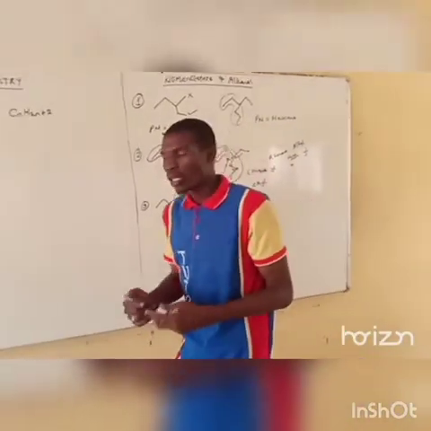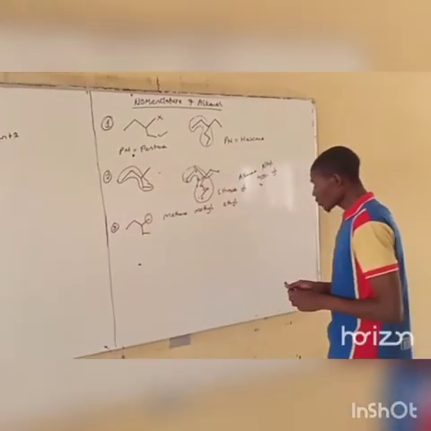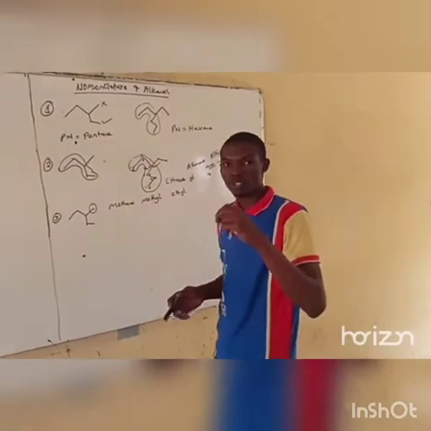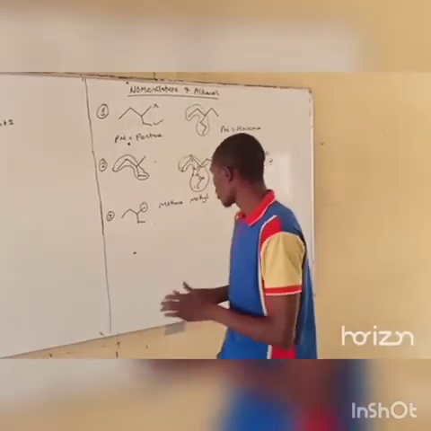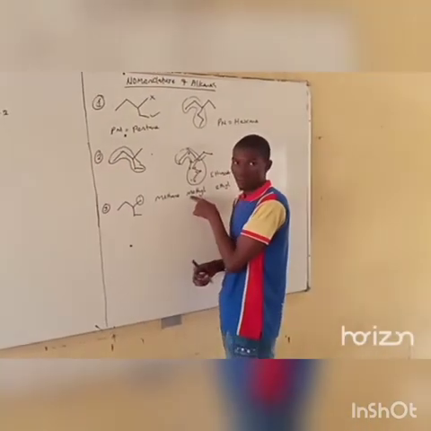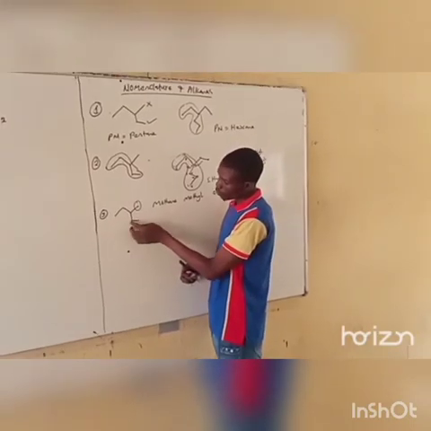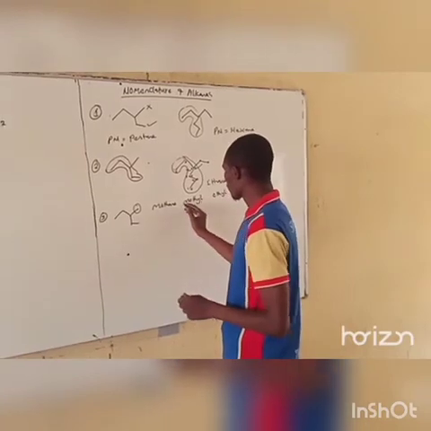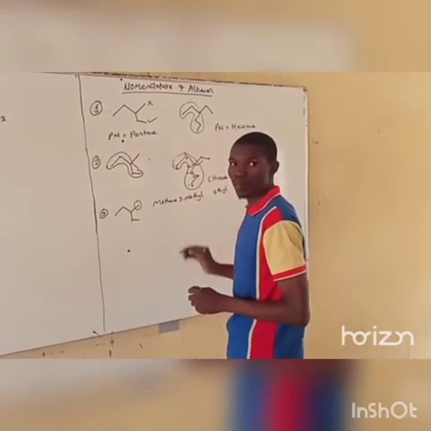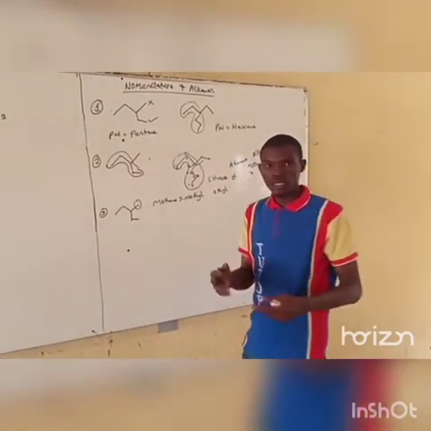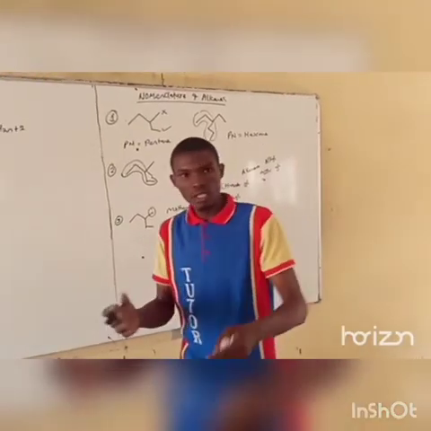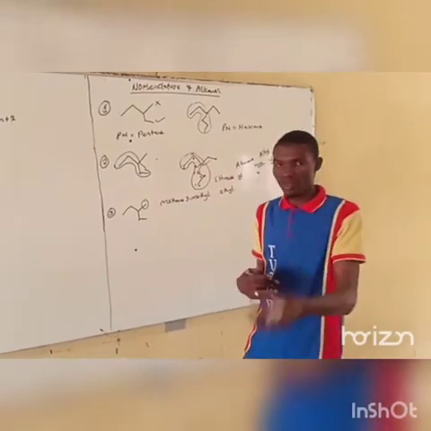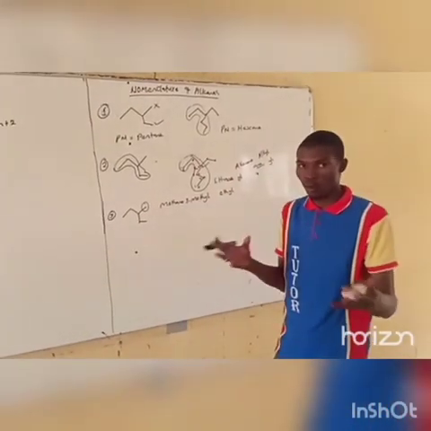So you replace the ending ANE by YL. Then the next rule says, when naming a substituent, you should indicate the number where the substituent is present. Like now, we can't just say methyl. Where is it located? 1, 2, 3. It's located at position 3. So we say 3-methyl. When there is more than one, you use 3,3-dimethyl, 2,3-dimethyl, 1,2-dimethyl. When it is three, trimethyl, tetra, and so on, when they are more.